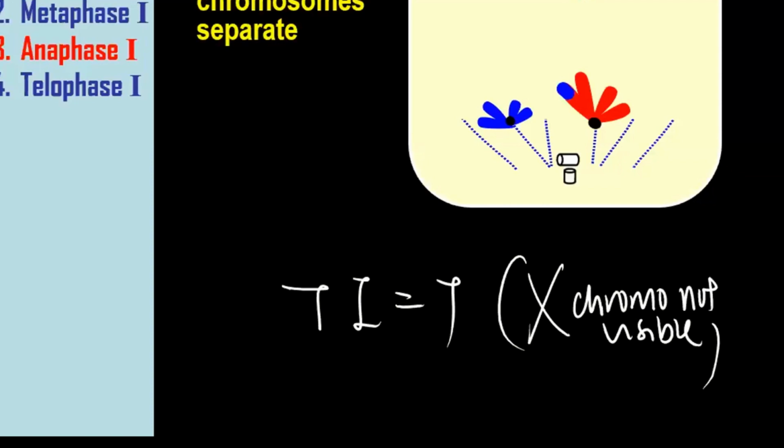Okay, $45. Meaning in meiosis telophase 1, you don't need to write "chromosome become not visible". Yes, you don't need to write that, because it will continue with prophase 2. Means the chromosomes like this will continue with prophase 2.